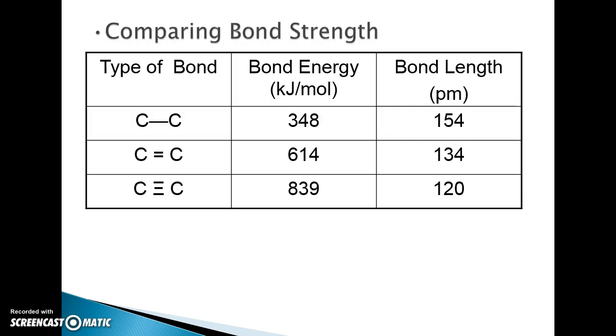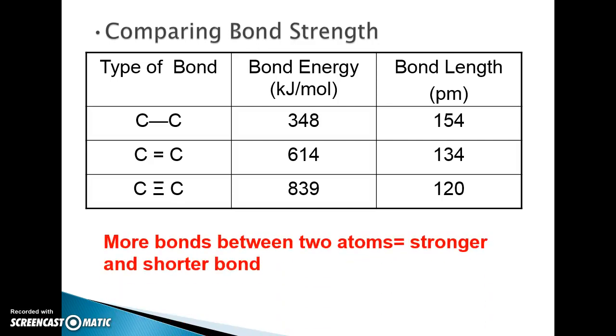So last but not least, we want to talk about bonds. We need to talk sometimes about bond strength and bond length. If I have generally more bonds between two atoms, it's stronger, so it takes more energy to break the bond, and it's shorter because there's a greater degree of overlap and shared electrons. They're going to be held together more closely.